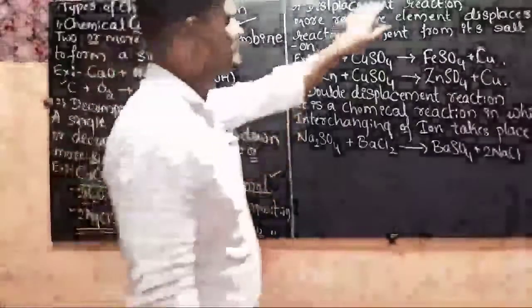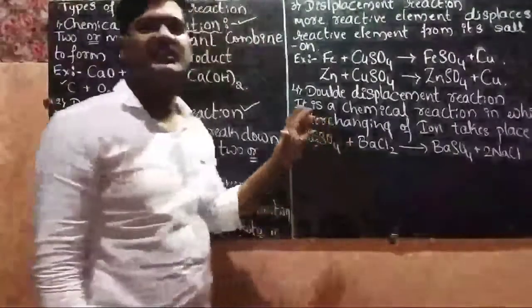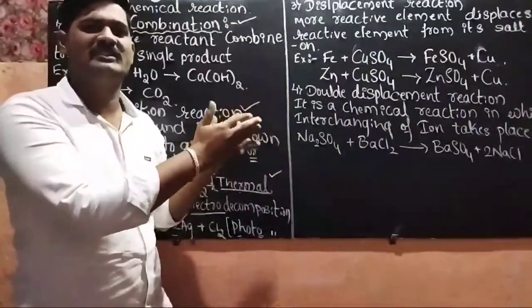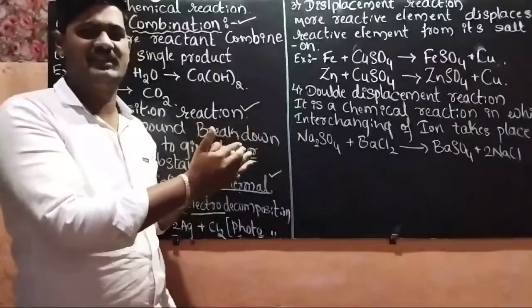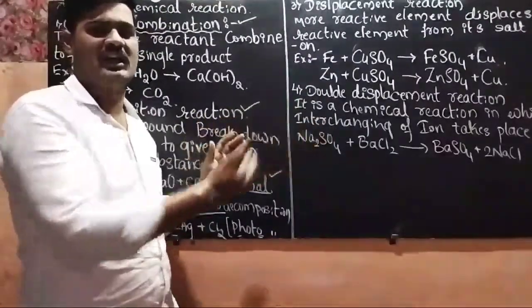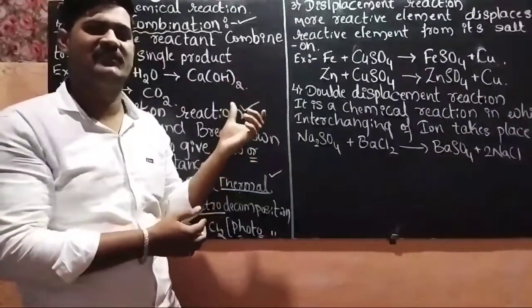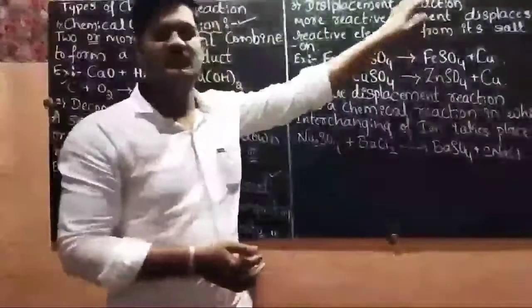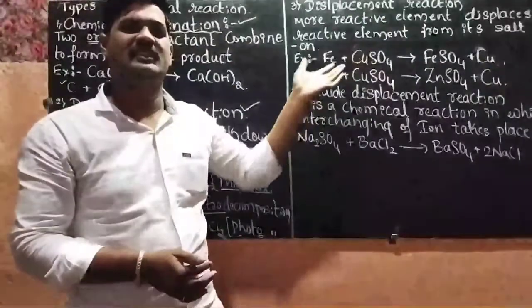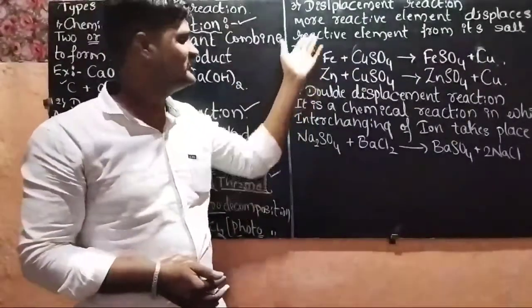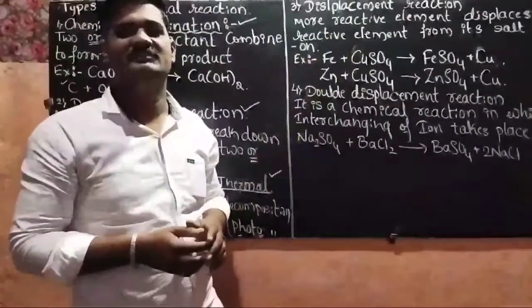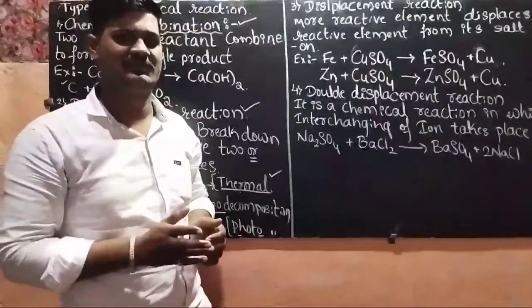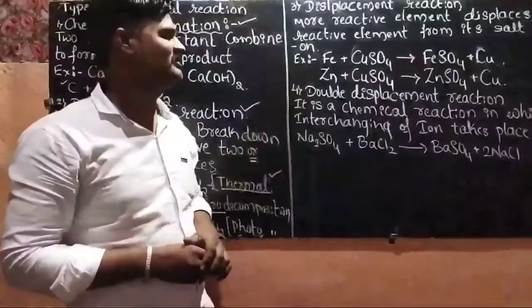And the third one is the displacement reaction. Displacement means something is displaced, its position is changed. It is going from one place to another place. The term itself indicates something is displacing. So the definition of a displacement reaction is, it is a chemical reaction in which a more reactive element displaces a less reactive element from its aqueous solution.